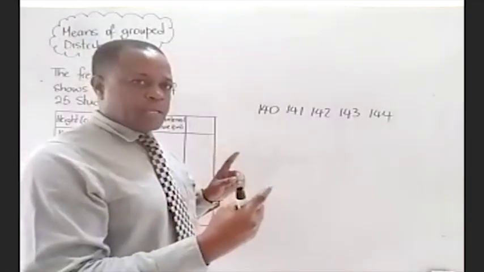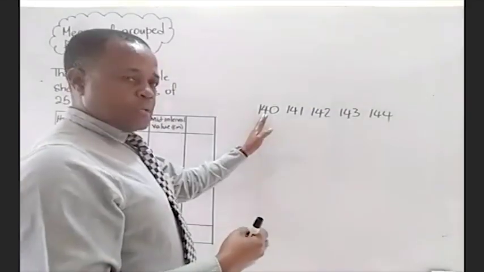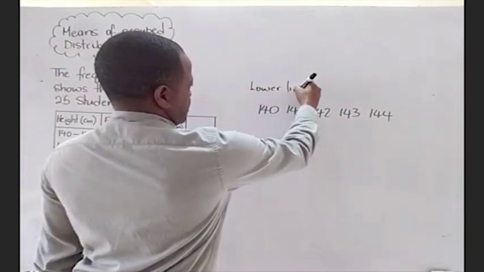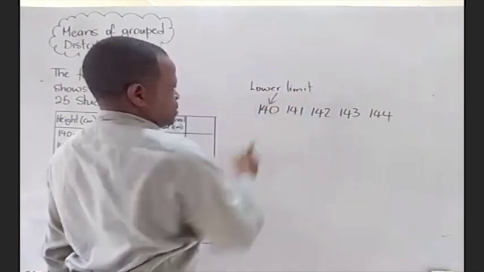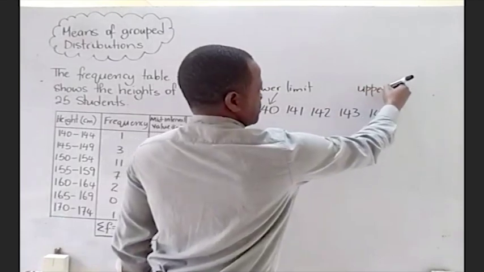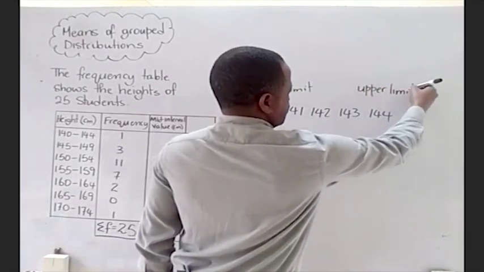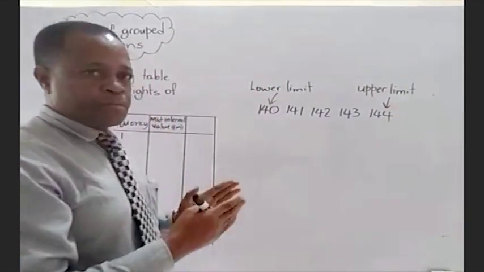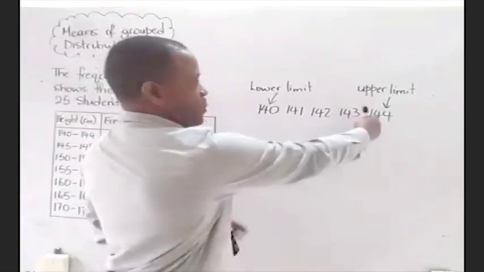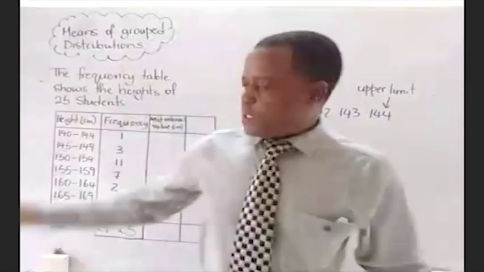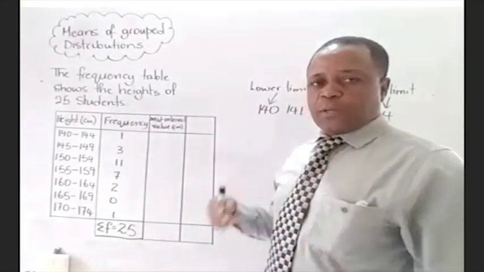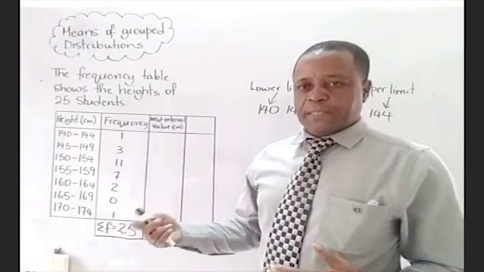Now, the end values, we refer to them as our class limits. So we have two limits. The value to our left here is called our lower limit. While the value here is referred to as our upper limit. So we have two limits, our lower limit to our left and our upper limit to our right. Each group has two limits, our lower limit and our upper limit.